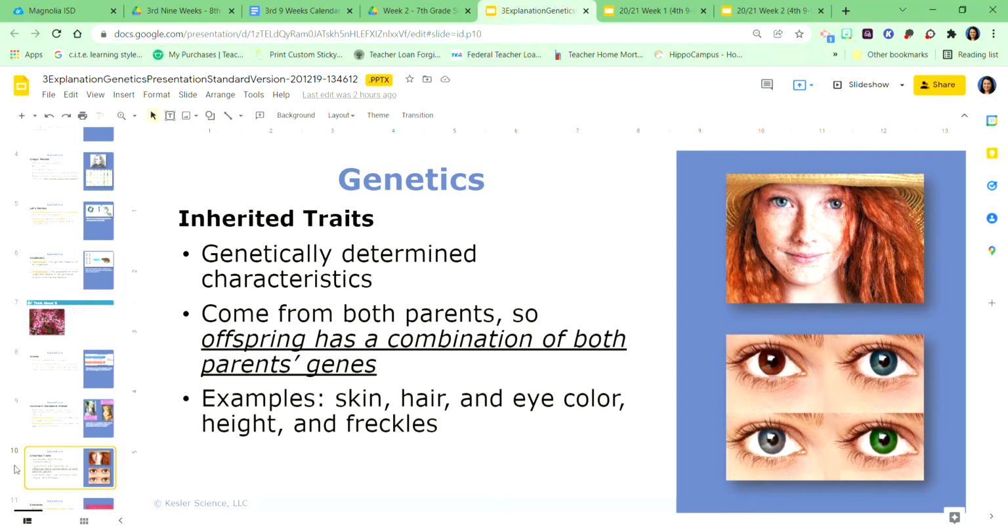Inherited traits are genetically determined characteristics that you get from your parents. So offspring has a combination of both of parents' genes. So examples are skin, hair color, eye color, height, and freckles. So this is if you have siblings and you have brown eyes and your sibling has blue eyes. They are both passed down from your parents if you share the same parents, but one just expresses itself more than the other.